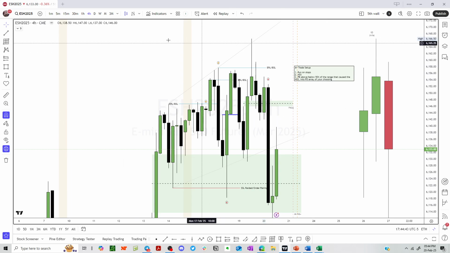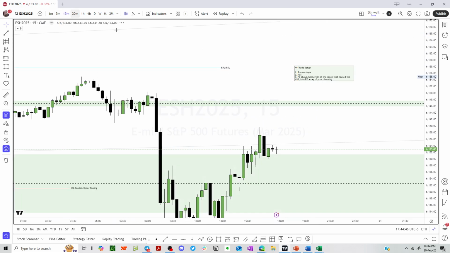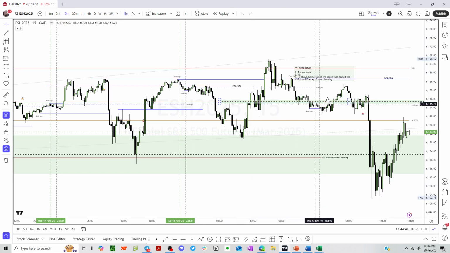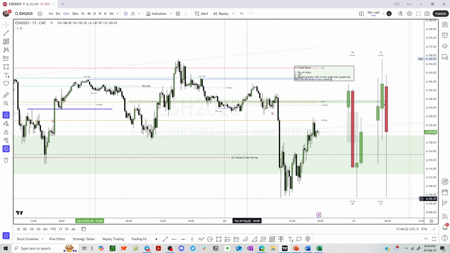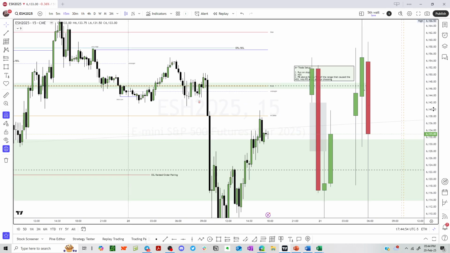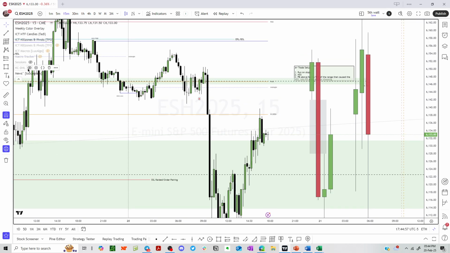Let's just go back and put our fair value gap, and then we drop to the 15-minute, right? Let's see how price itself reacted to that fair value gap. Let's turn that off.